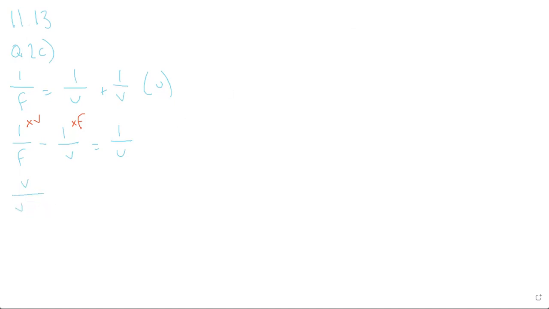Actually, we should write fv, shouldn't we? Because we should write it in alphabetical order. fv minus f times 1 is just f, over same thing, f times v. All right, now first of all, I'm going to combine these, right? So now that the denominators match, it's just v minus f over vf equals 1 over u.